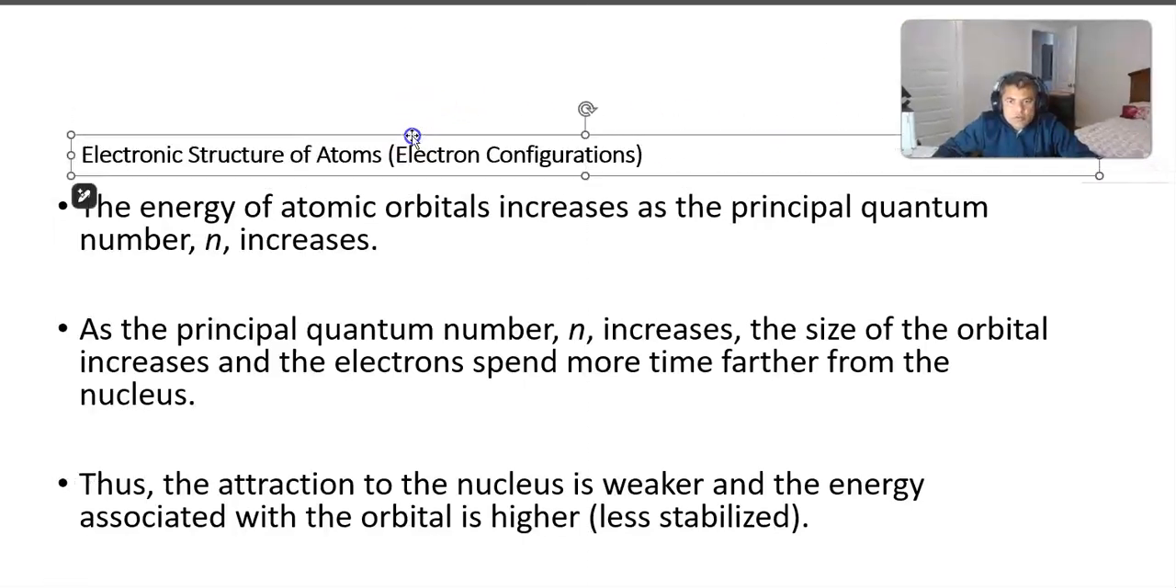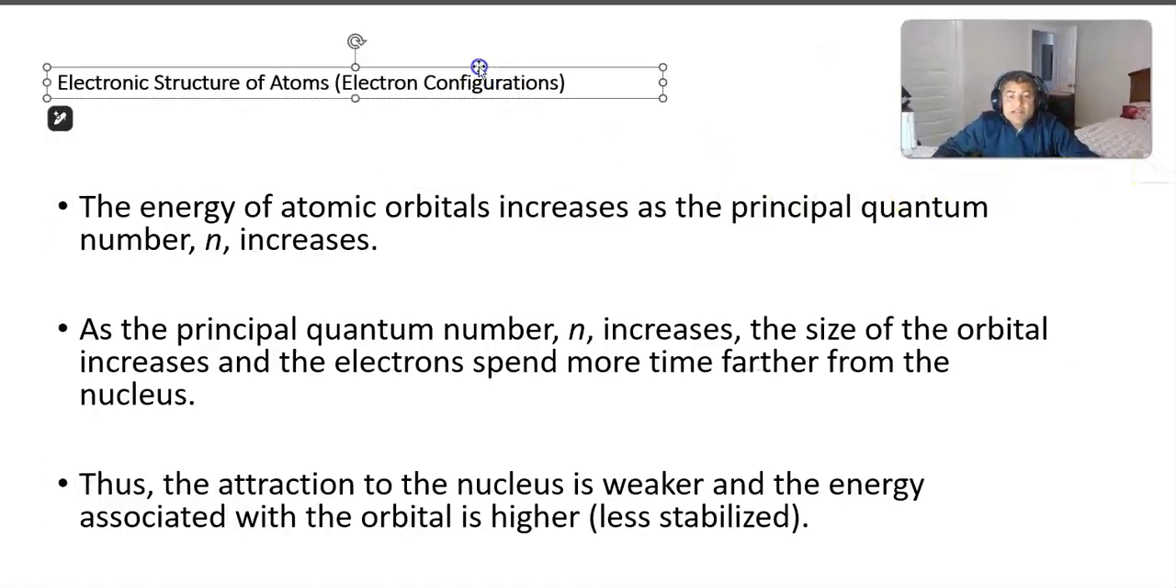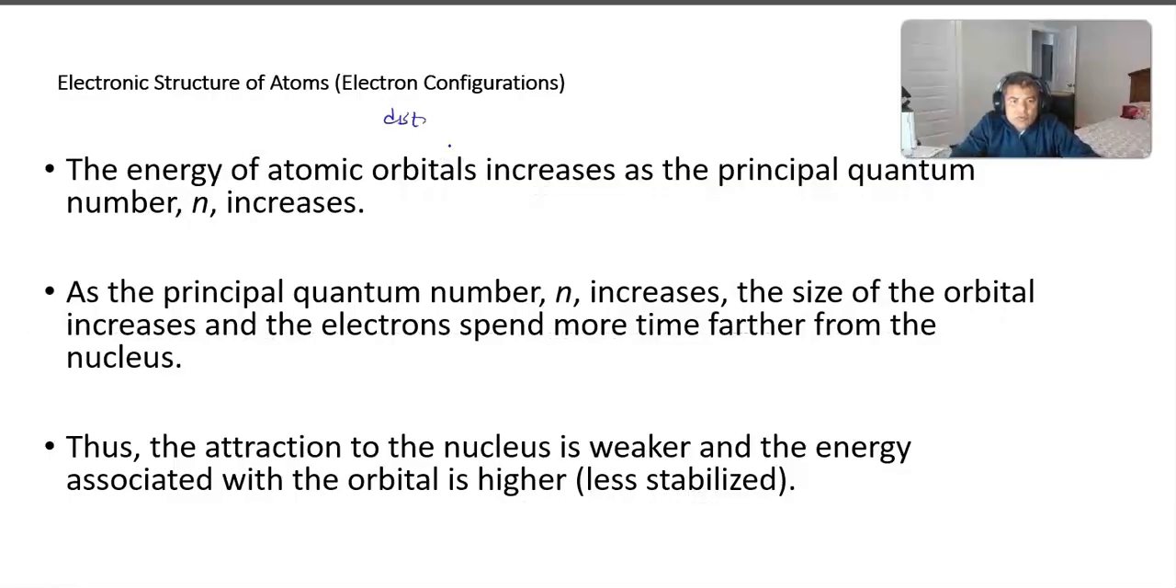Now, electron configuration means the arrangement of the electrons, the distribution of the electrons in the orbitals. Electron configuration or electron structure, both are the same. It means the distribution of electrons in orbitals. This is the electron configuration.